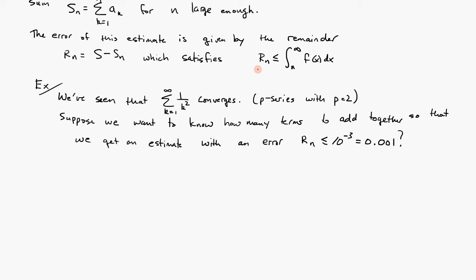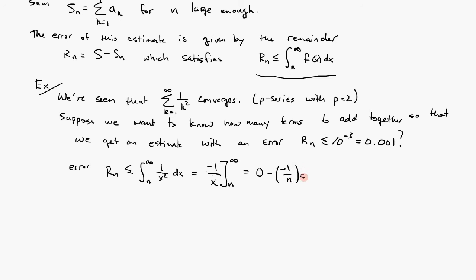So we use this inequality to calculate the error. The error, Rn, is less than the integral from n to infinity. The function in this case would be 1 over x squared dx. So the antiderivative is again minus 1 over x from n to infinity. As x goes to infinity, this goes to 0. And then at n, this is minus 1 over n. So the improper integral is equal to 1 over n. And we want the error to be smaller than 0.001.